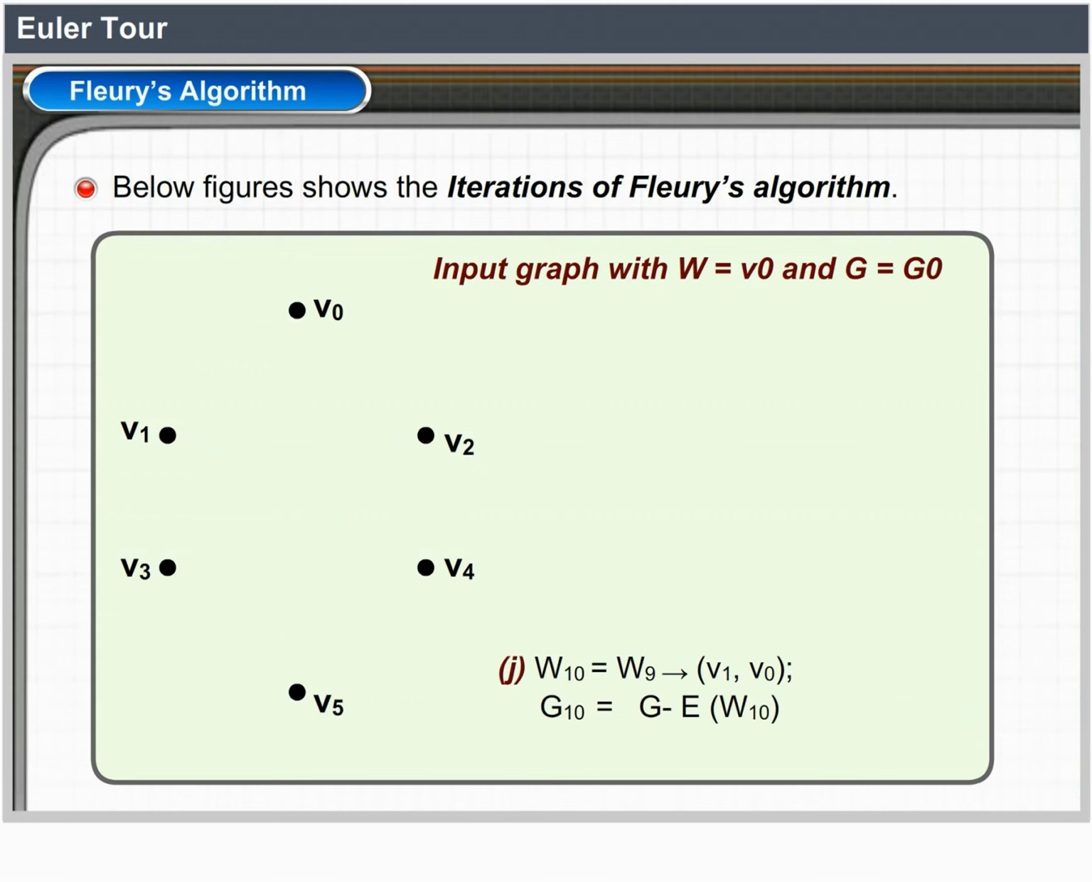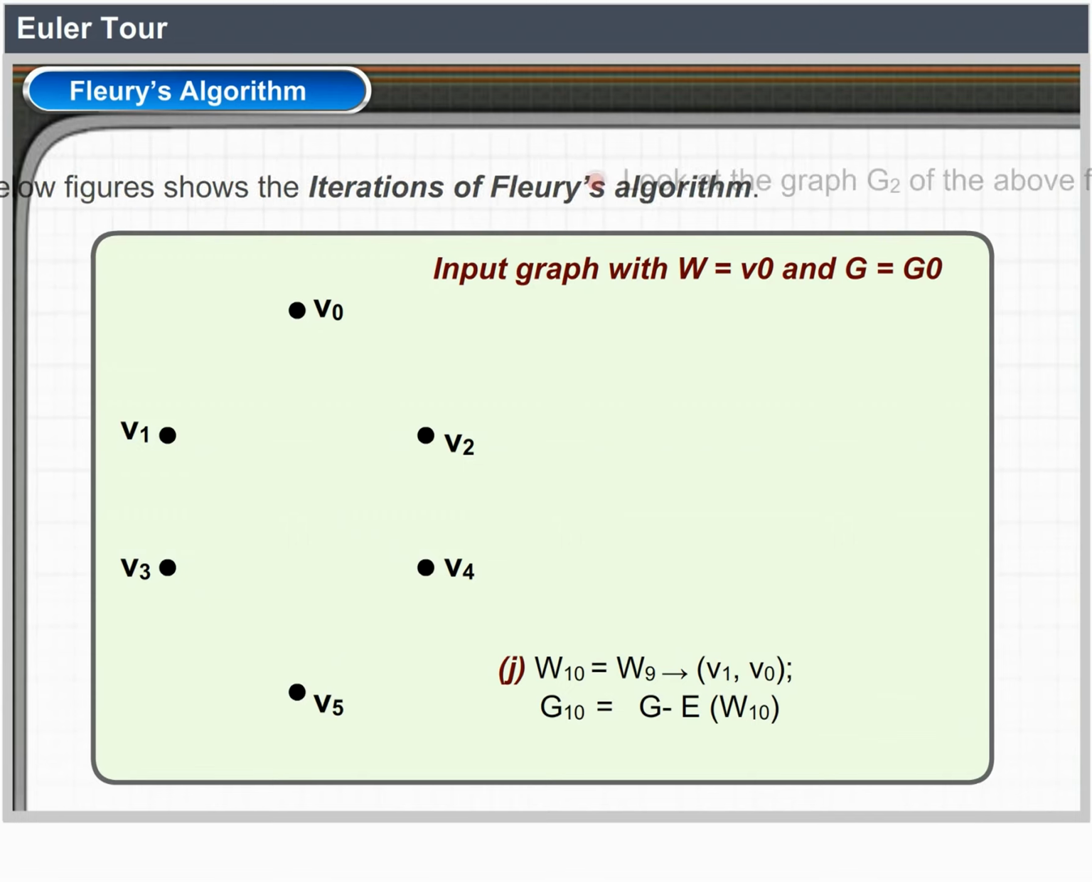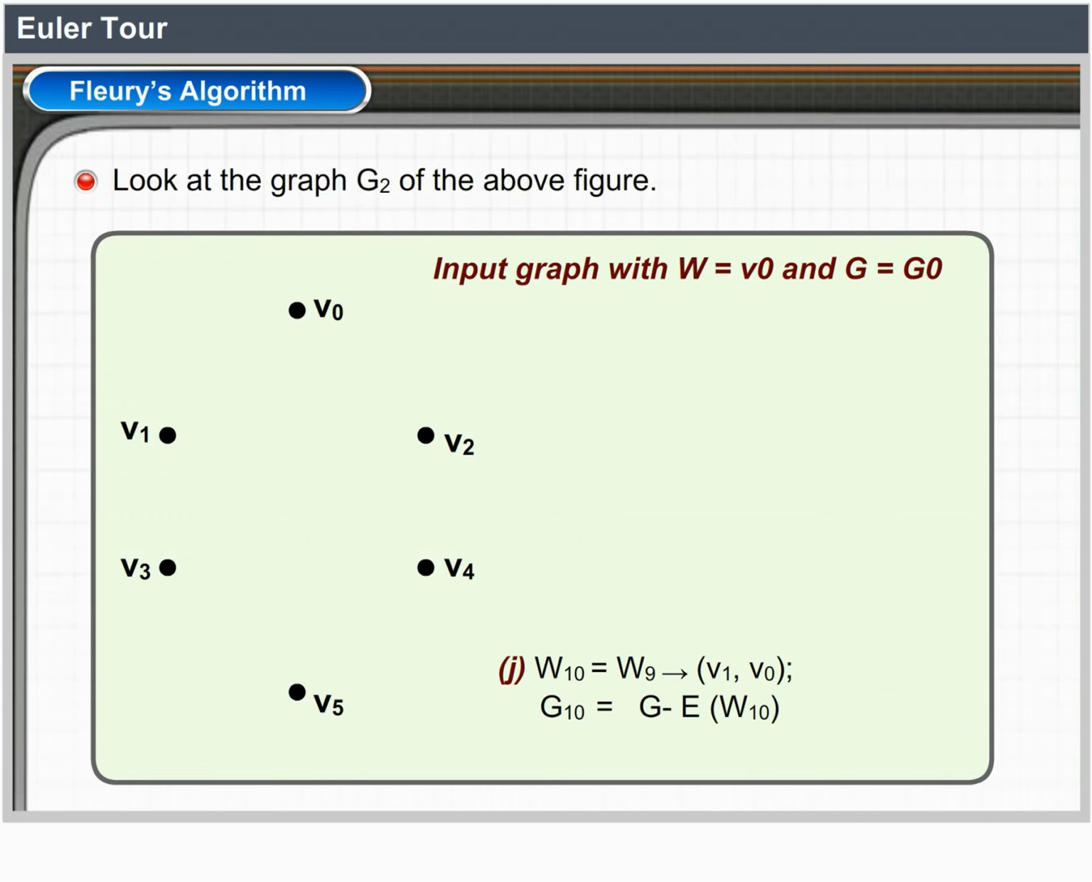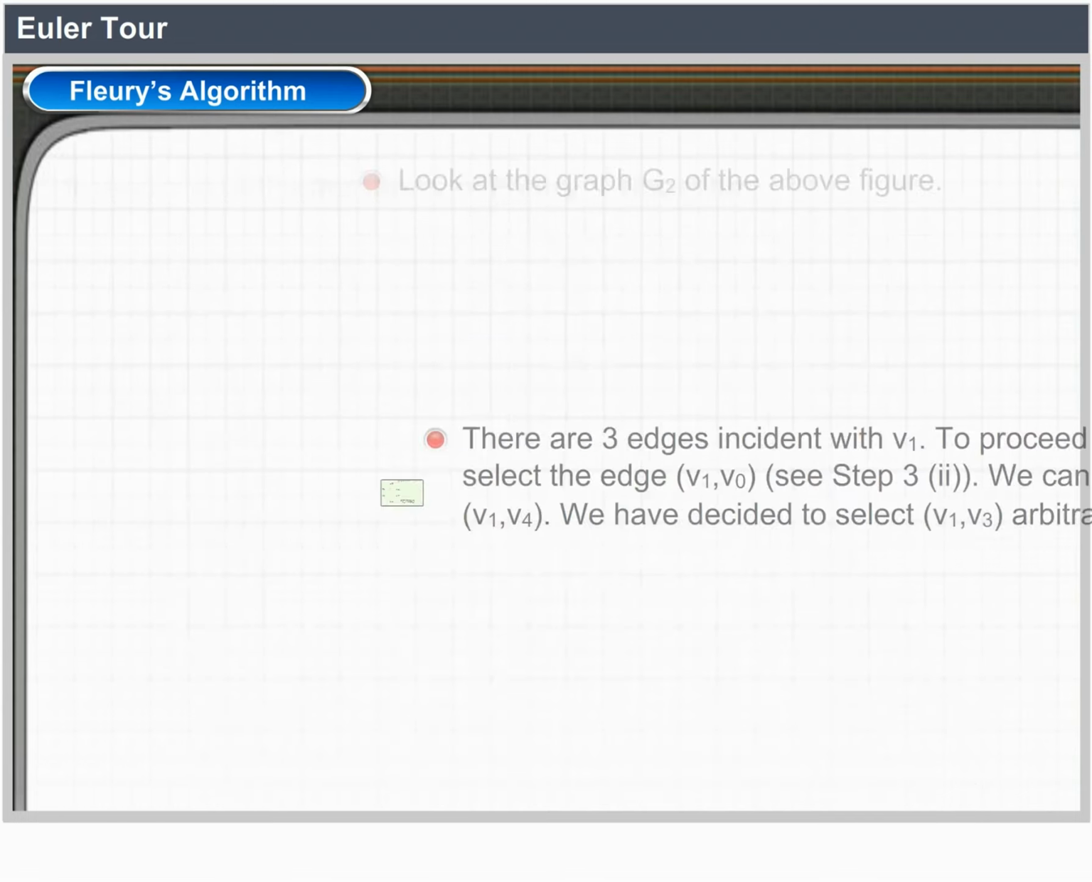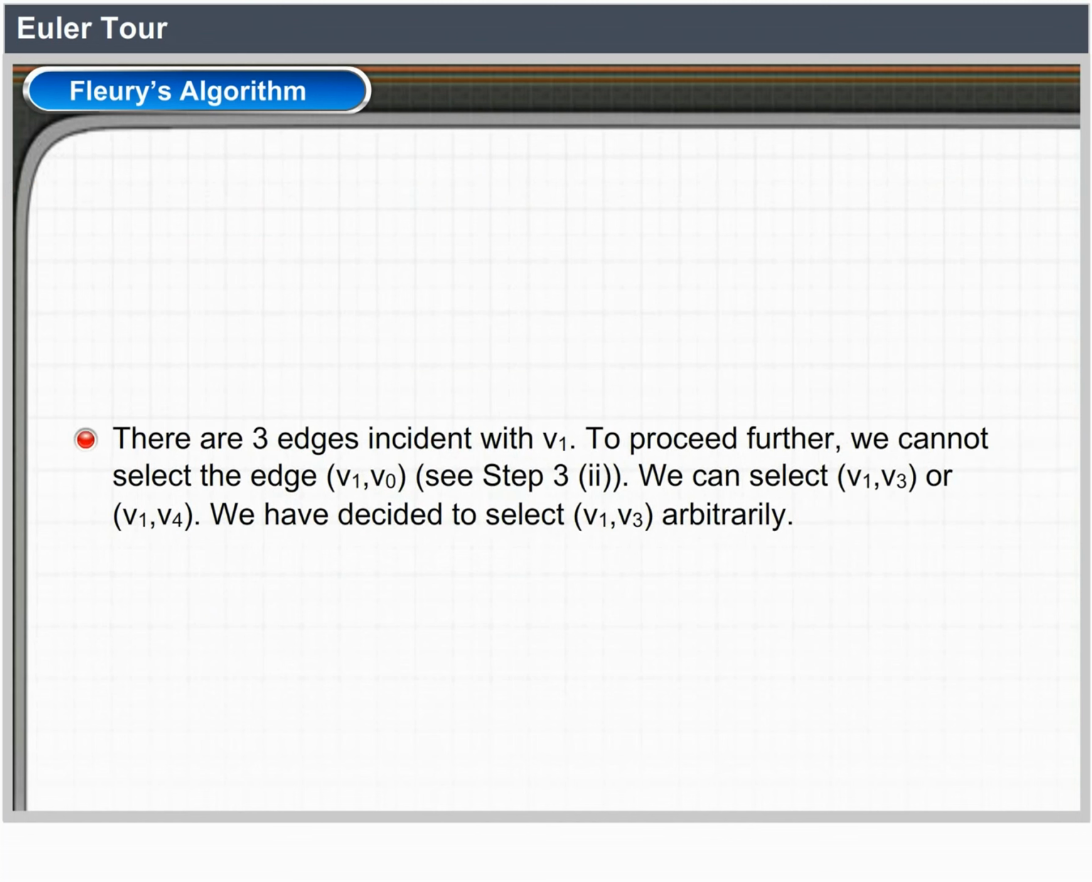Look at the graph G2 of the above figure. There are 3 edges incident with V1. To proceed further, we cannot select the edge V1, V0. See step 3.2. We can select V1, V3 or V1, V4. We have decided to select V1, V3 arbitrarily.